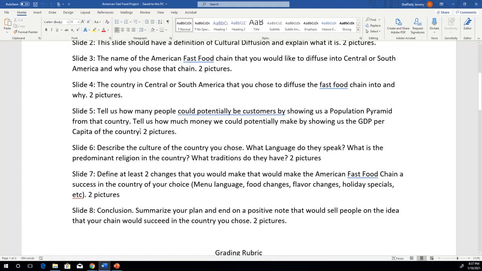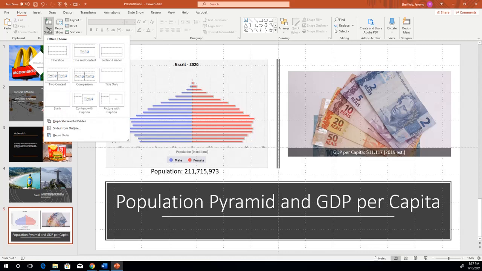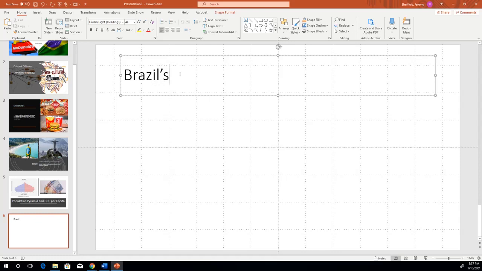Slide 6, describe the culture of your country. What language do they speak? What is the predominant religion? What traditions do they have? Two pictures. Okay. As long as you get two of these on here, you should be good. Title only. Brazil's culture. So, what language do they speak? Well, we spent an entire week talking about Brazil. So you guys should know.